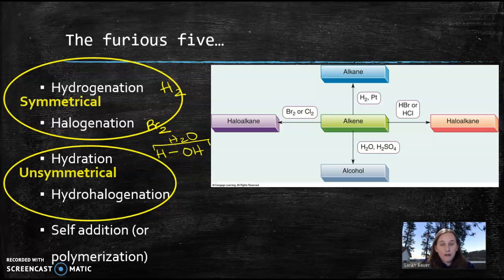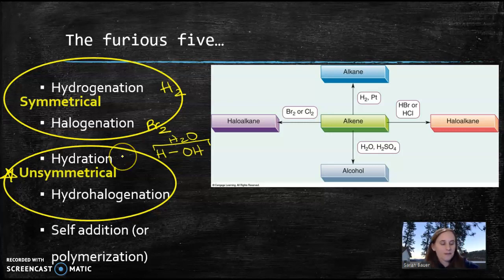One grabs something different. And the reason it's important to recognize the difference between the symmetrical and unsymmetrical has to do with whether we need to consider Markovnikov's rule or not, which hopefully you've already read about or watched a video on, but you'll see us apply it as we go through some of the practice problems. We need to at least consider Markovnikov's rule for unsymmetrical addition. We don't need to worry about it for symmetrical because we're adding the same thing to both sides.